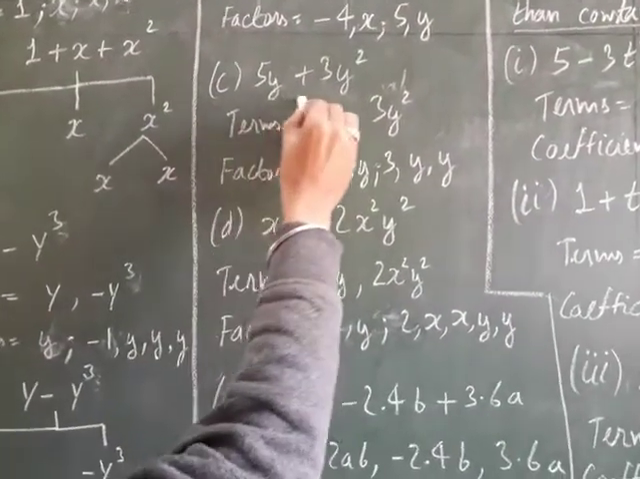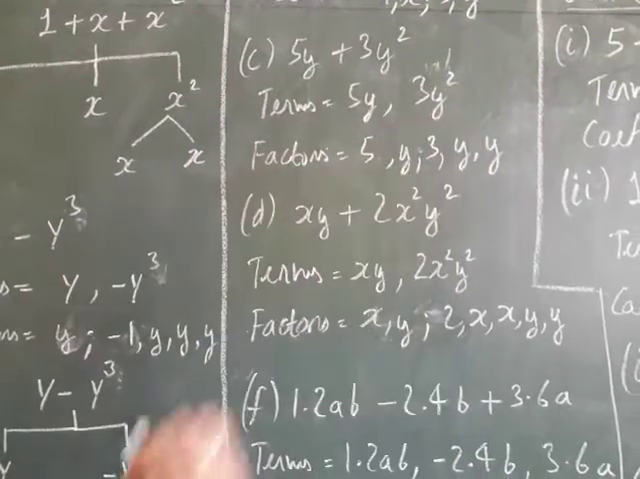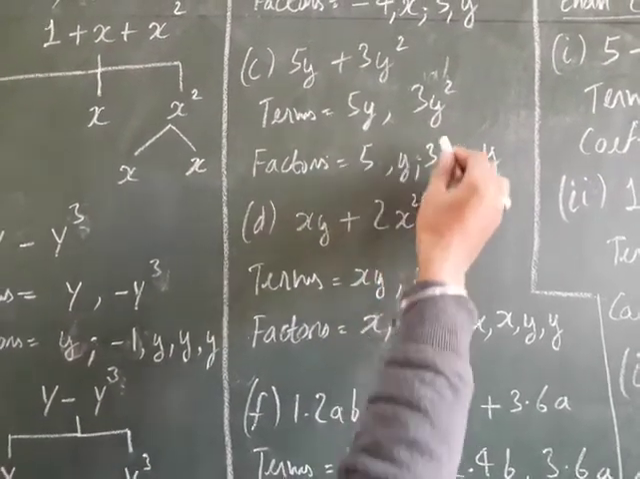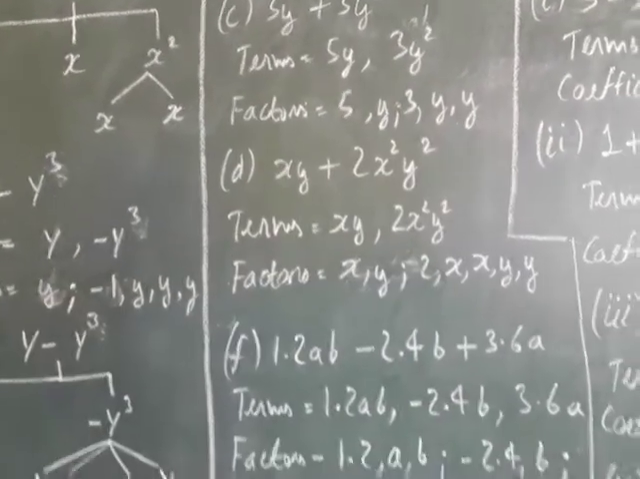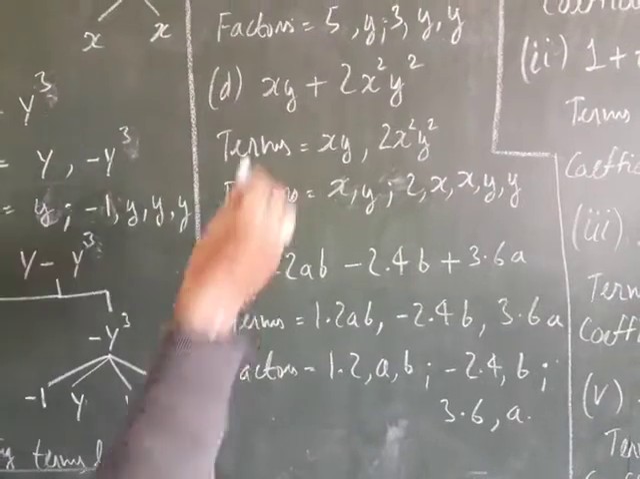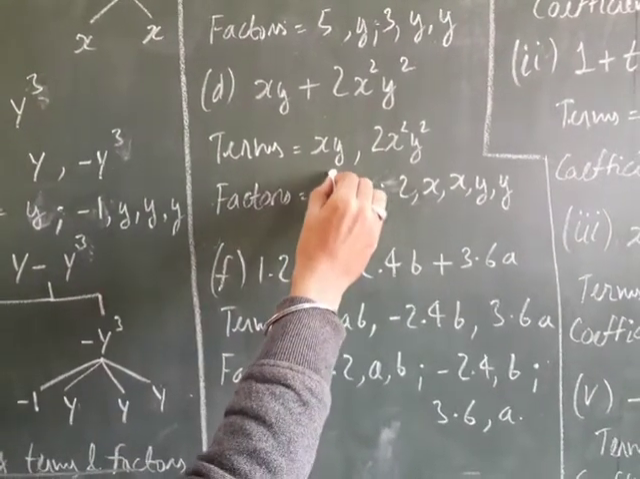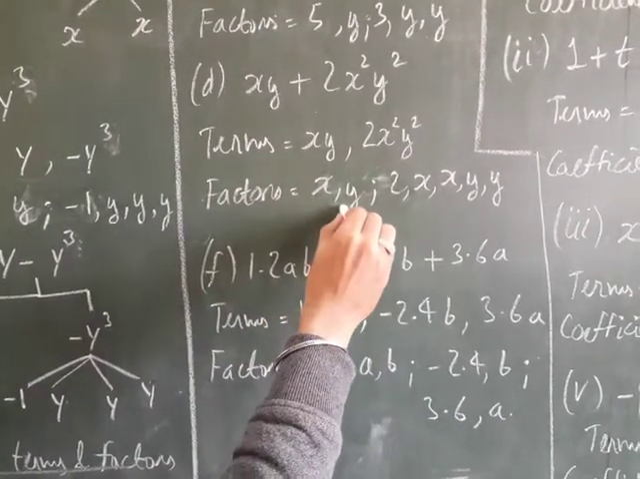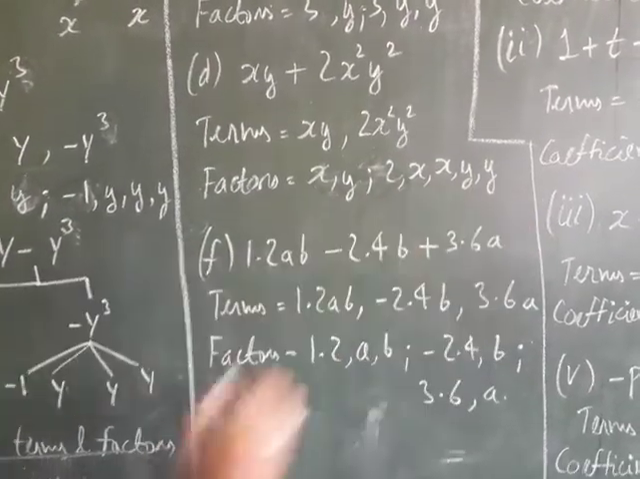C part, 5y plus 3y square. 2 terms are there, 5y and 3y square. Factors, 5y factors are 5 comma y, and 3y square factors are 3 comma y comma y. Then see d part, xy plus 2x square y square. In this also 2 terms, xy and 2x square y square. Factors, x comma y, and here 2 comma x comma y.